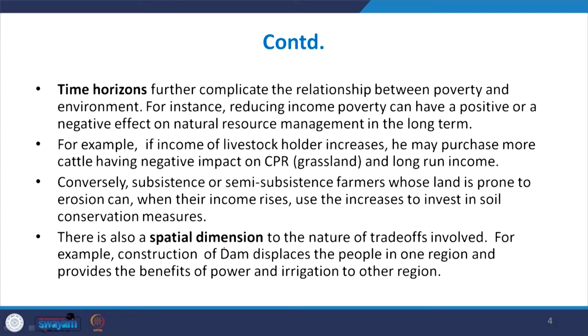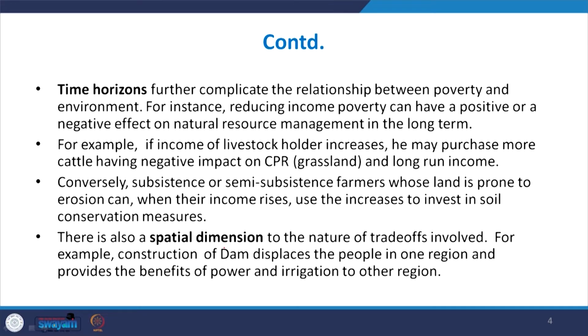For example, reducing income poverty can have a positive or negative effect on natural resource management in any country in the long run. Such as, if the income of livestock holders in a region increases, he may purchase more cattle, having a negative impact on common property resources. So, when the income of a cattle holder increases, to earn more income he can purchase more cattle, and then these cattle will graze on the common property grasslands, and these grasslands may be overgrazed, and that may have implications on long run income.